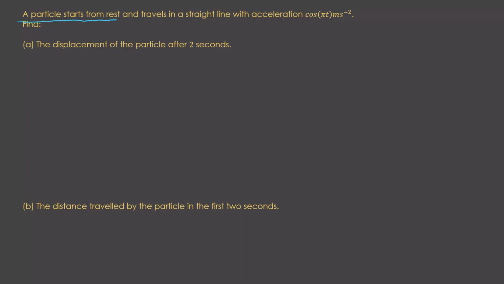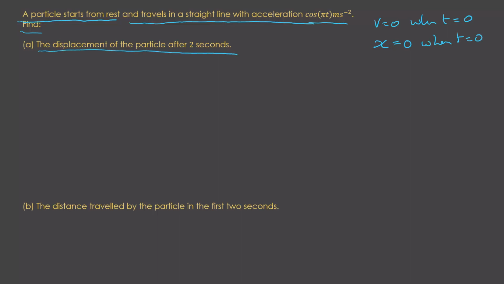A particle starts from rest, so in other words, v is equal to 0 when t equals 0, and travels in a straight line with acceleration cos pi t meters per second squared. We want to find the displacement of the particle after 2 seconds. Now, I'm not told anything about its starting point, so I'm going to assume the starting point is x equals 0. So we want the displacement of the particle after 2 seconds.